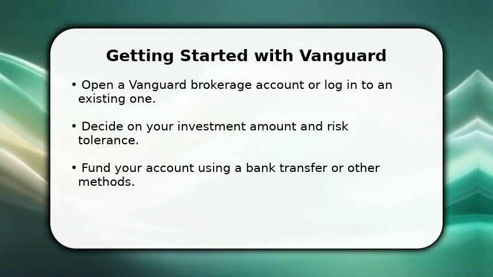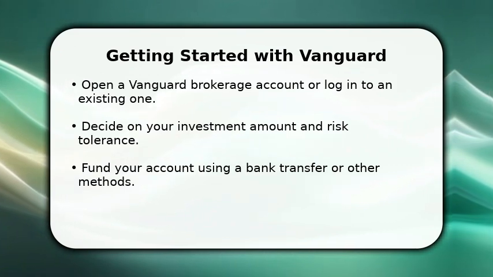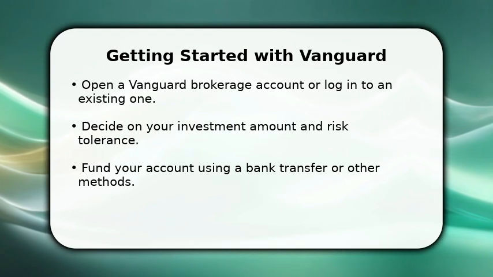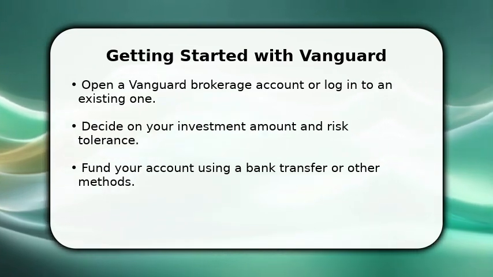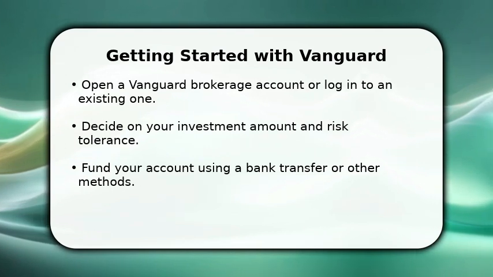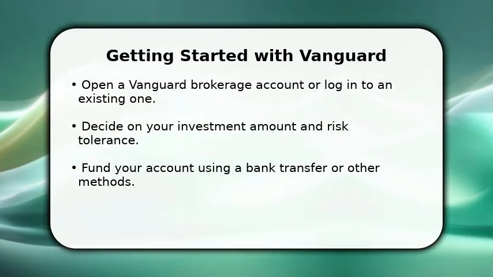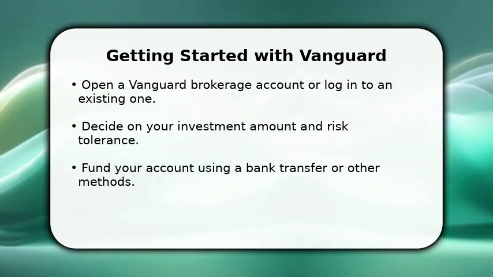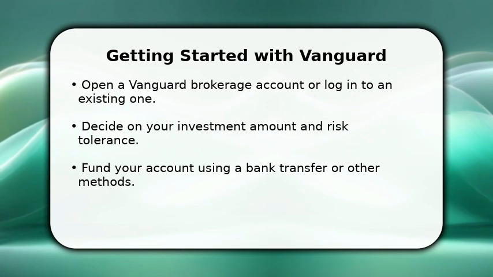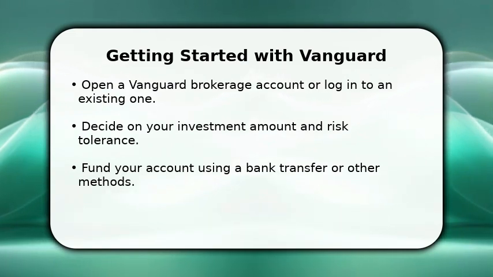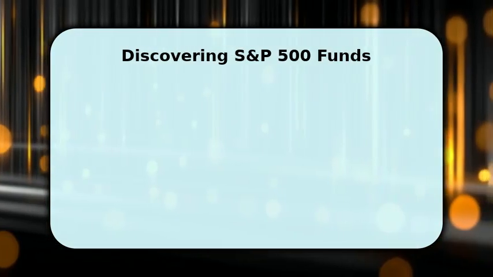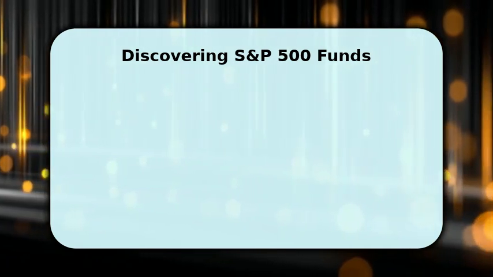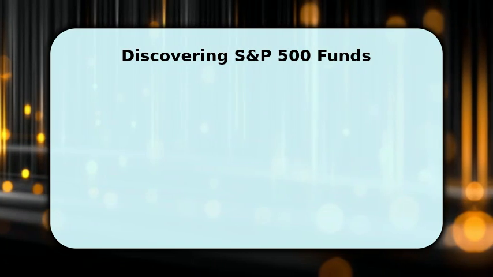First, you'll need to open a Vanguard brokerage account or log in if you already have one. Next, determine how much you want to invest and understand your personal risk tolerance. Finally, fund your account using a bank transfer, which is a common and straightforward method to get started with your investment journey. Once your account is ready, navigate to Vanguard's platform to search for S&P 500 index funds, or ETFs.